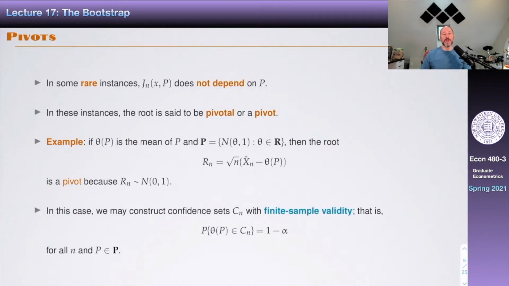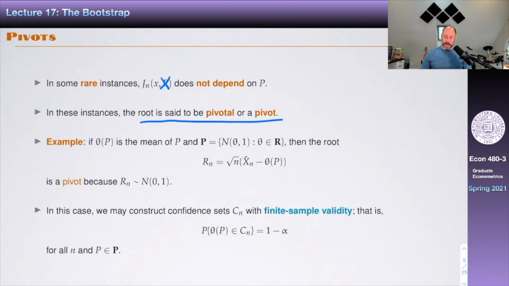So we're going to talk about three cases about how much we may know about this sampling distribution. So I wrote, in some rare instances, J_n(x, P) does not depend on P, okay? So even though you write J_n(x, P), in reality this distribution doesn't actually depend on P. And when this happens, you say that the root is pivotal, or is called a pivot.